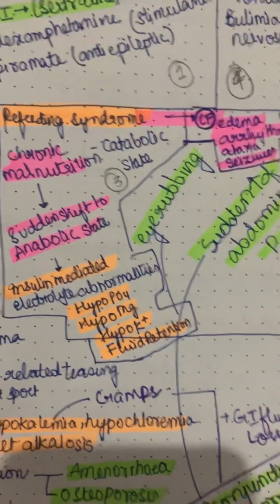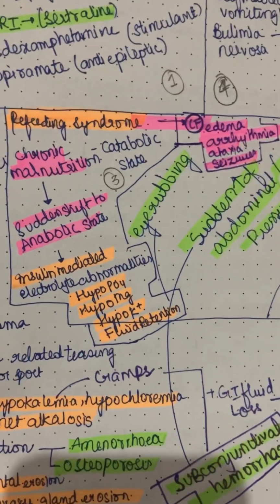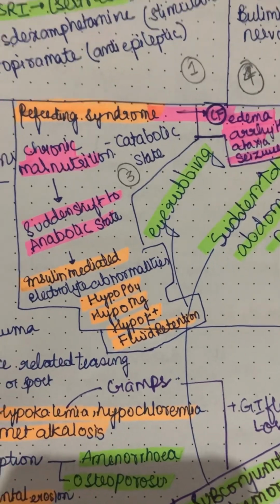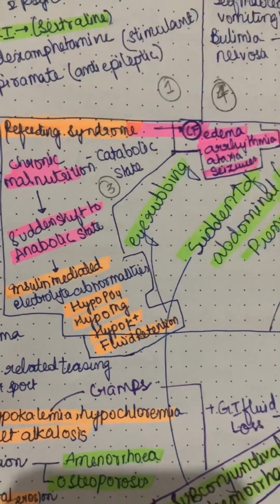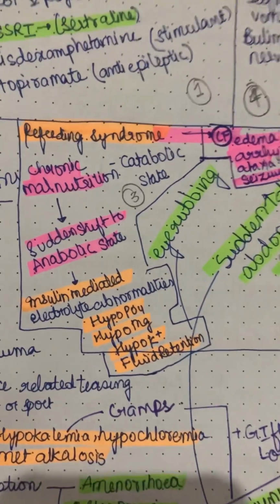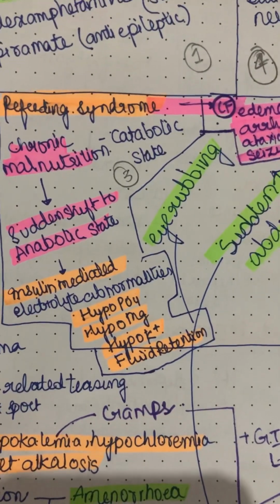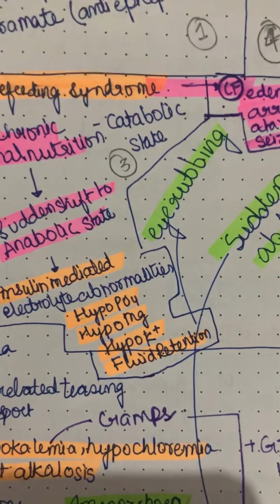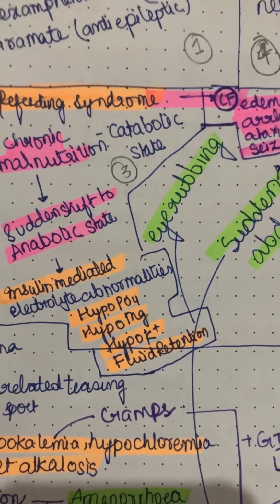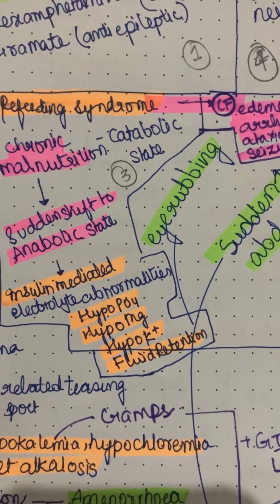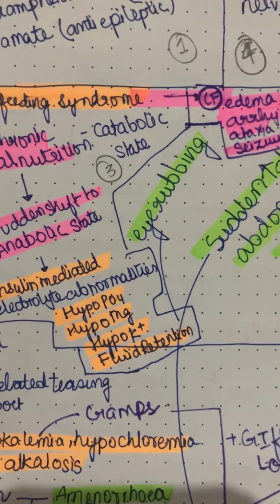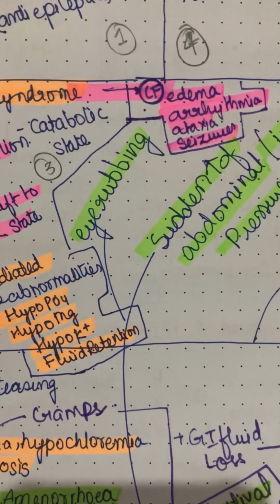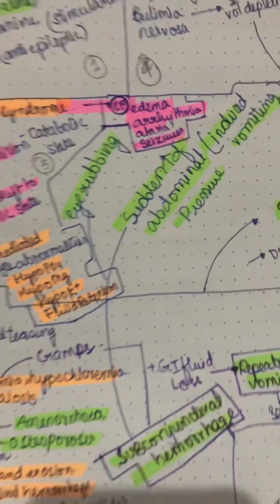What is refeeding syndrome? When a chronically malnourished patient is given glucose or fluids, there is a sudden shift to anabolic state which is insulin mediated and causes electrolyte abnormalities like hypophosphatemia, hypomagnesemia, hypokalemia, and fluid retention. And the patient presents with edema, arrhythmia, ataxia, and seizures.